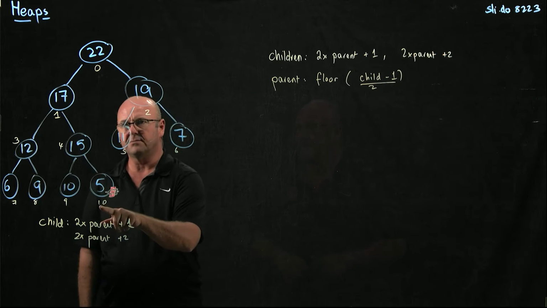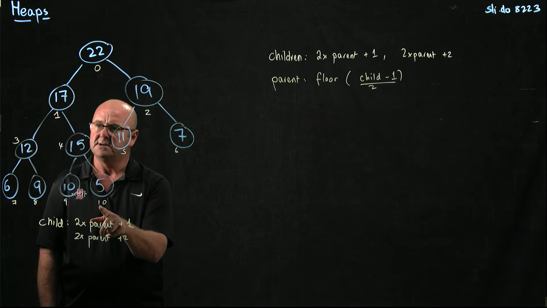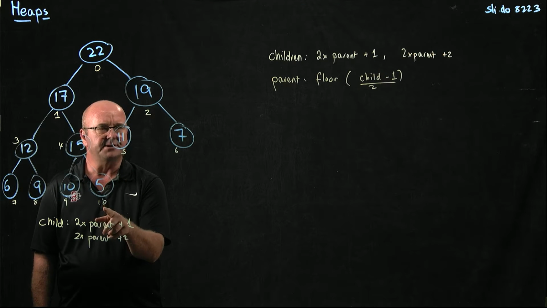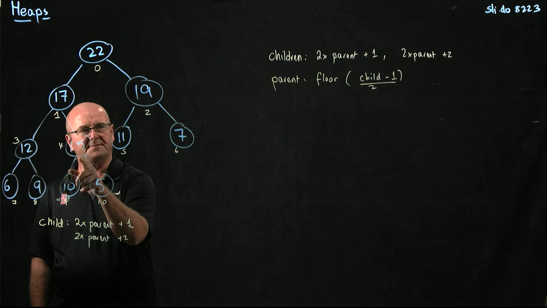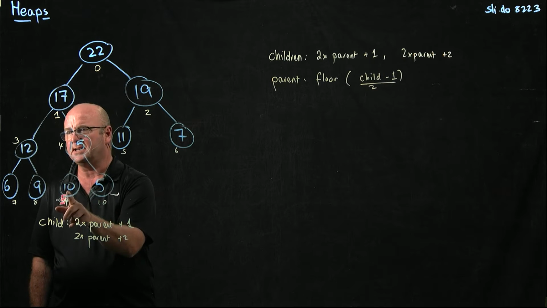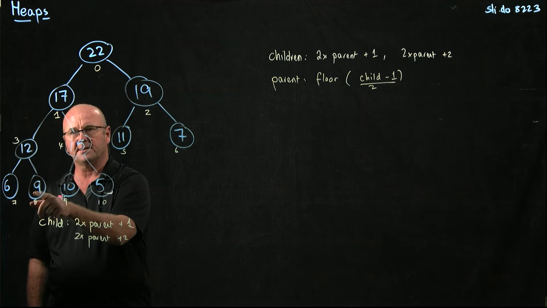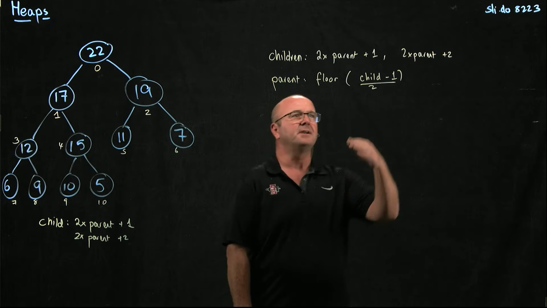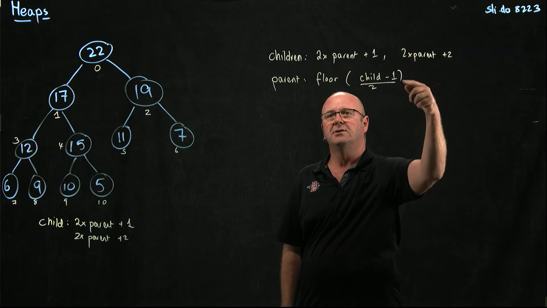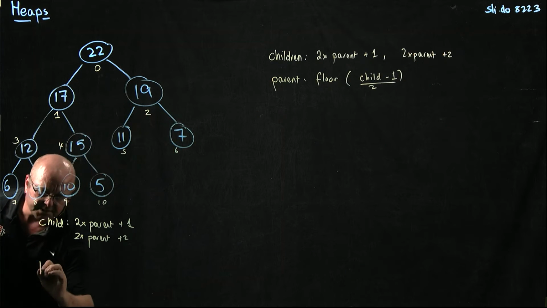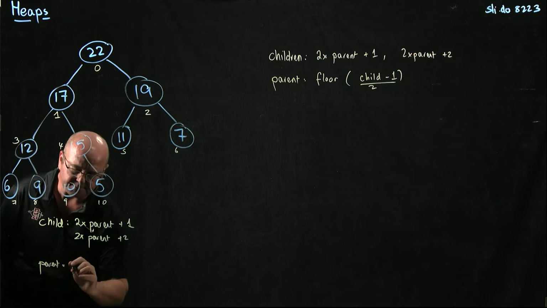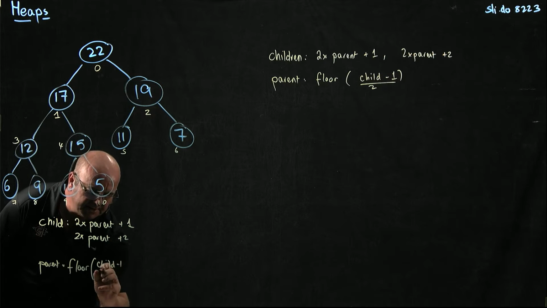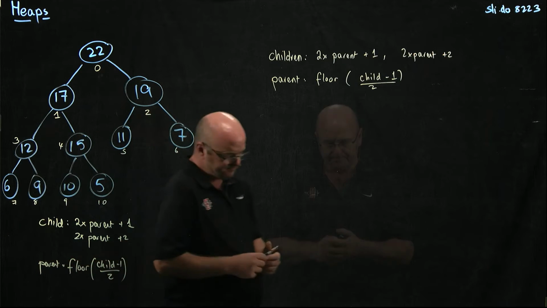This node we would visit as the 10th node in a level order traversal. 10 minus 1 is 9, divided by 2 is 4.5. The floor of 4.5 is 4. 9 minus 1 is 8, divided by 2 is 4. 8 minus 1 divided by 2 is 3.5, and so on, okay? So for every node, we can figure out what its 2 children are or what its parent is. So the parent is the floor of child minus 1 divided by 2, okay?